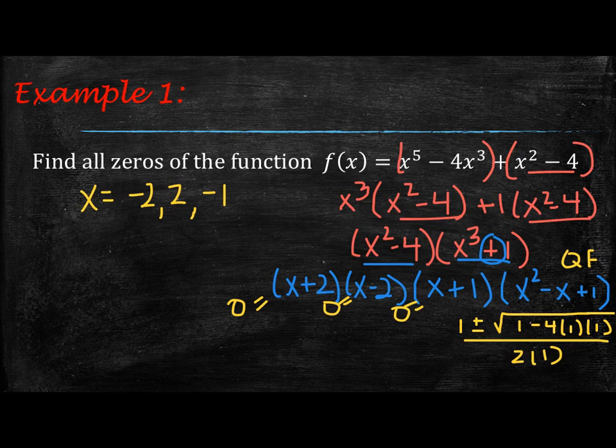Alright, so if I simplify that, that's going to be 1 plus or minus the square root of 1 minus 4, which is negative 3, all over 2. Simplified, I'm going to go ahead and put it over here with the other zeros. So that's going to be 1 plus or minus i square root 3, all over 2. And those are all of your zeros.